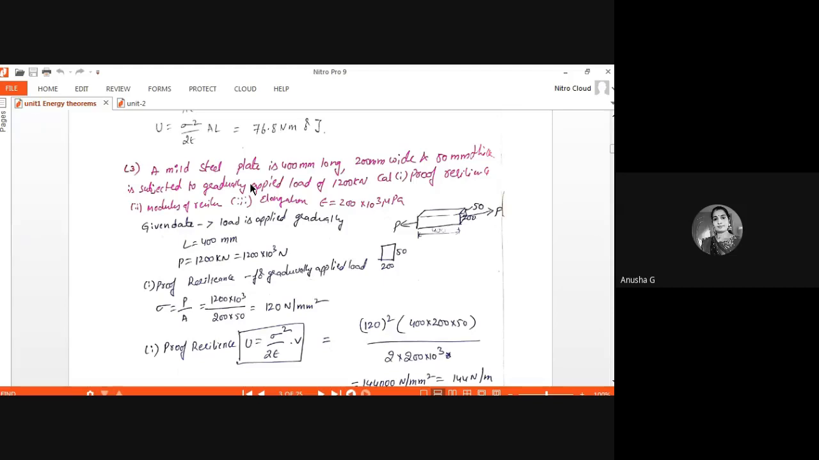load of 1200 kilonewton. Calculate first the proof resistance, second the modulus of resistance, and third the elongation. The E value is 200 into 10 power 3 megapascals. This is the question, a very simple question. All data are the given data only.